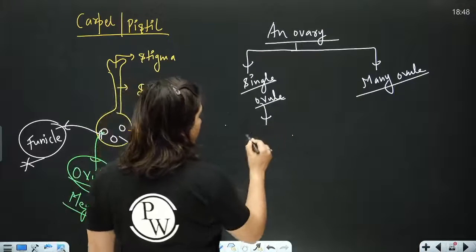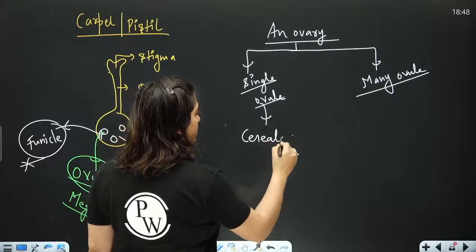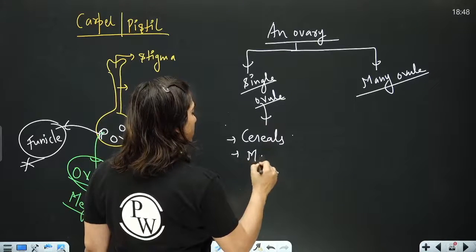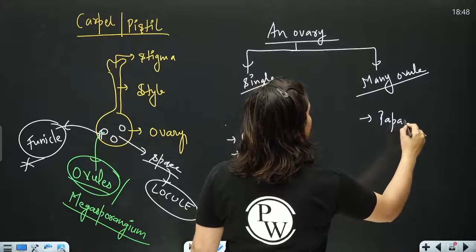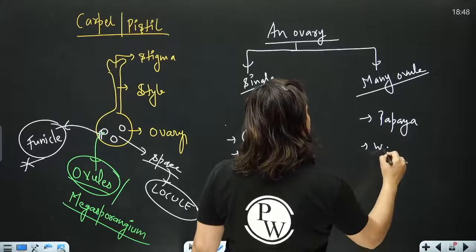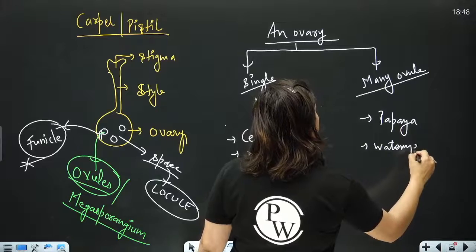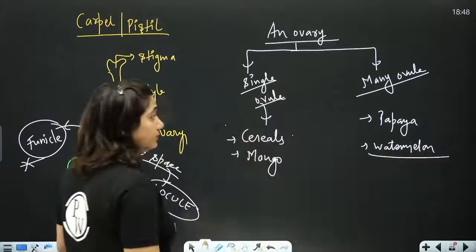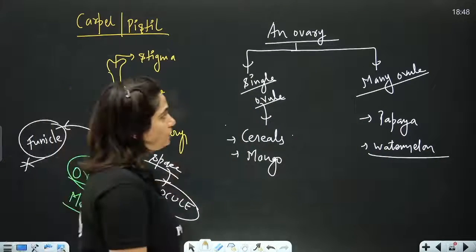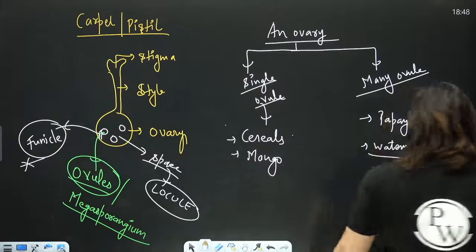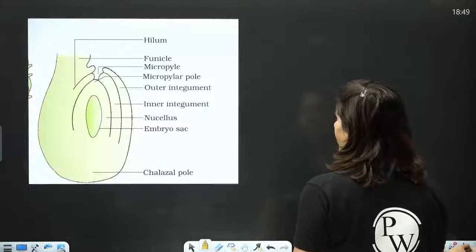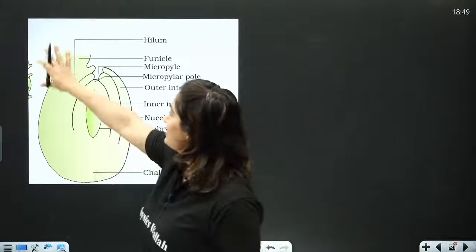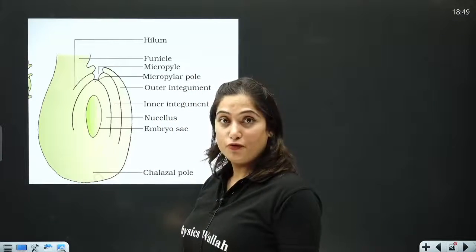Okay, so this can be the example of cereals and mango. And here there are several examples, papaya, watermelon, etc. Right? Okay, now we know it. Now let's move on to ovule. Let's have a typical diagram of an ovule, and this is the typical diagram of an ovule.